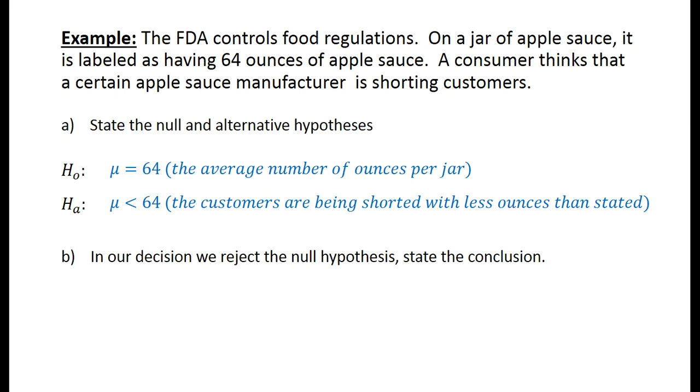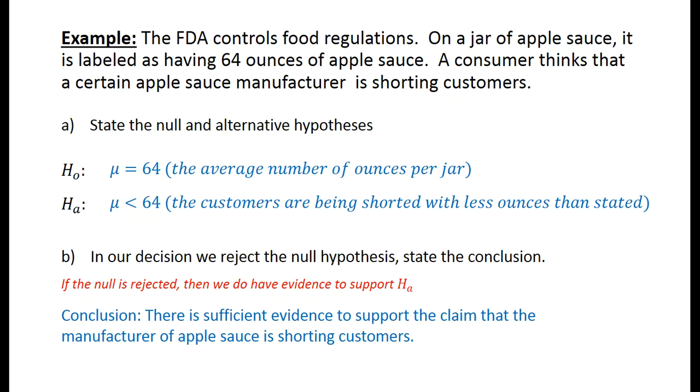Okay, part B. In our decision, we reject the null hypothesis. State the conclusion. So let me just review here from our last slide. If the null is rejected, then we do have evidence to support the alternative. So it's not our conclusion, but it helps us kind of write our conclusion. So we do have evidence to support the alternative. So our conclusion will be, there is sufficient evidence to support the claim that the manufacturer of applesauce is shorting customers.